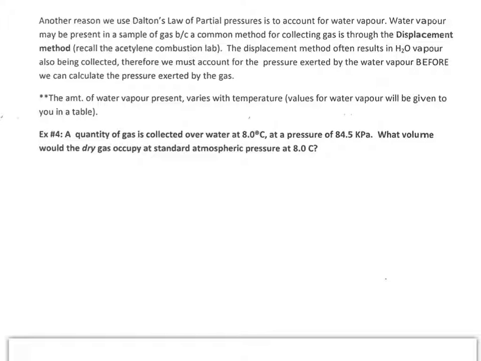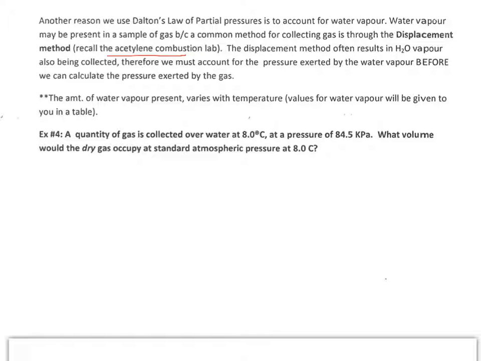Okay, so another reason we use Dalton's law of partial pressures is to account for water vapor within a system. Water vapor may be present in a sample because commonly when we're collecting gases in a reaction, we're using the displacement method. So we didn't actually do this referenced acetylene combustion lab, but this is one that I showed you the results of in the test tube that showed incomplete versus complete combustion.